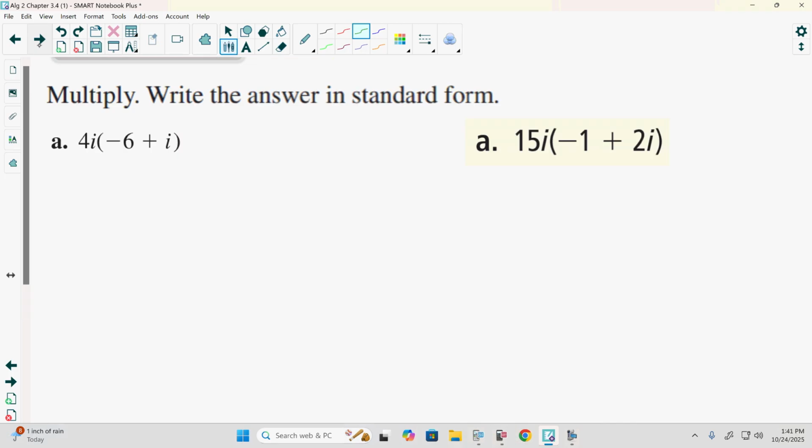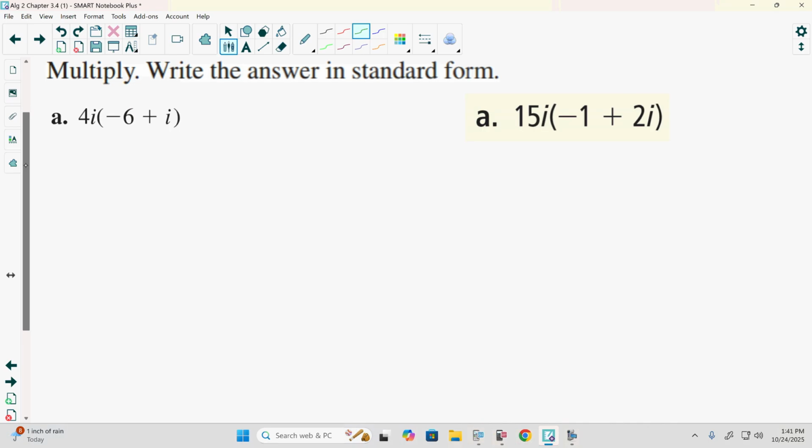Well, the next thing we're going to look at is multiplication, multiplying these complex numbers. Now we look at the first one here. 4i times negative 6 plus i. We're going to distribute the 4i through. So we're going to first do 4i times negative 6. 4 times negative 6 is going to be negative 24. And we still have our i, so it'd be negative 24i.